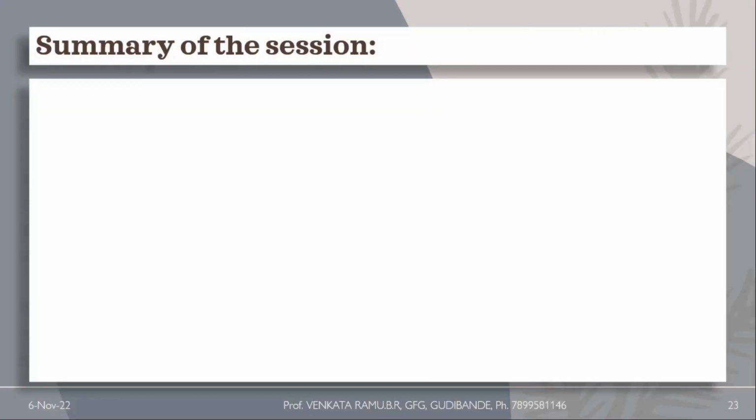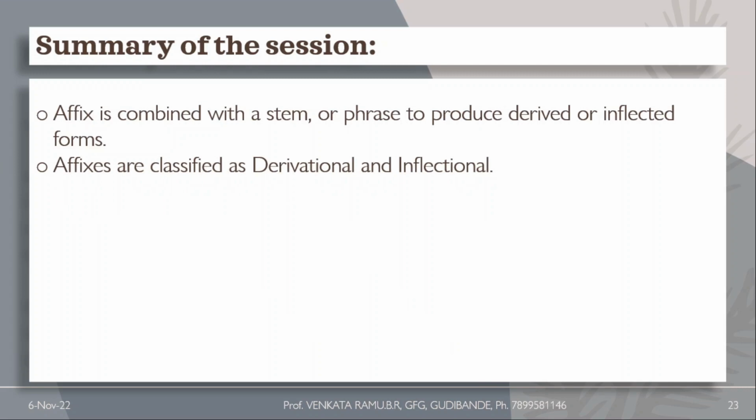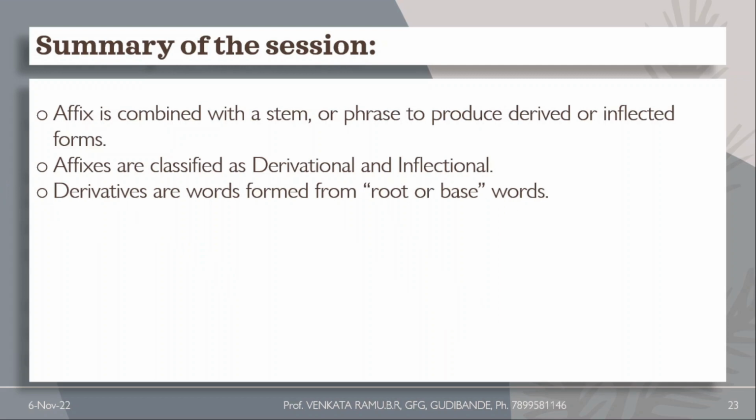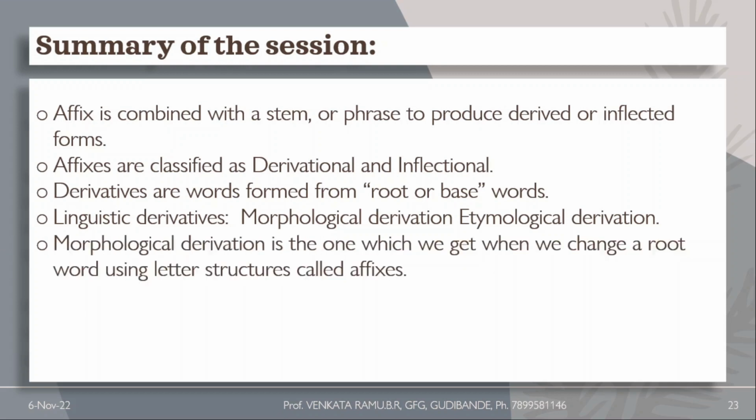Now let's come to the summary of the session. In this session, we have learnt affixes combined with a stem or phrase to produce derived or inflected forms. We have also learned that affixes are classified as derivational and inflectional. We have learned that derivatives are words formed from root or base words. Linguistic derivatives are morphological derivation and etymological derivation. Morphological derivation is the one which we get when we change a root word using letter structures called affixes.